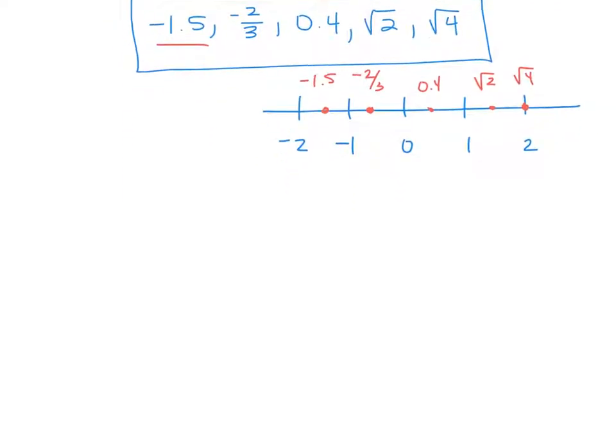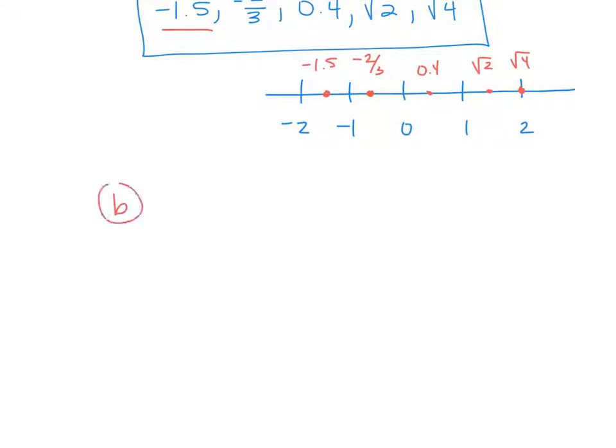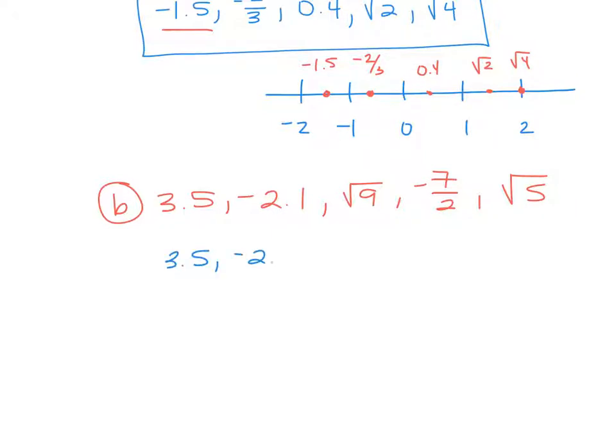Okay, one last problem, and then we're done with the lesson. Same type of problem, we're just going to do it again. 3.5, negative 2.1, the square root of 9, negative 7 over 2, and the square root of 5. Okay, so 3 of them, you're going to have to convert to decimals or whole numbers, depending on what they are. So 3.5 is going to stay 3.5. Negative 2.1 is going to stay negative 2.1. What is the square root of 9? 3.